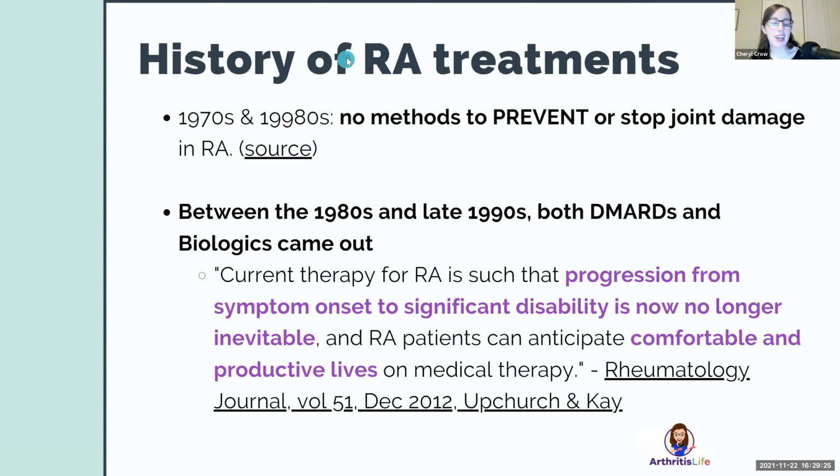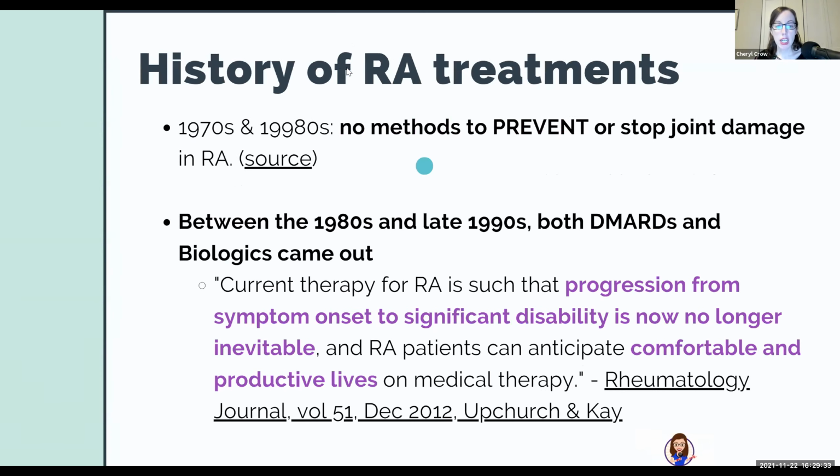I already kind of did this, but in the 70s and 80s, there were no methods to prevent or stop joint damage in RA. There just weren't. Between the late 1980s and 90s, both the DMARDs and biologics came out, but they weren't really available to most until the early 2000s. So I got diagnosed right around when they were first becoming more available.